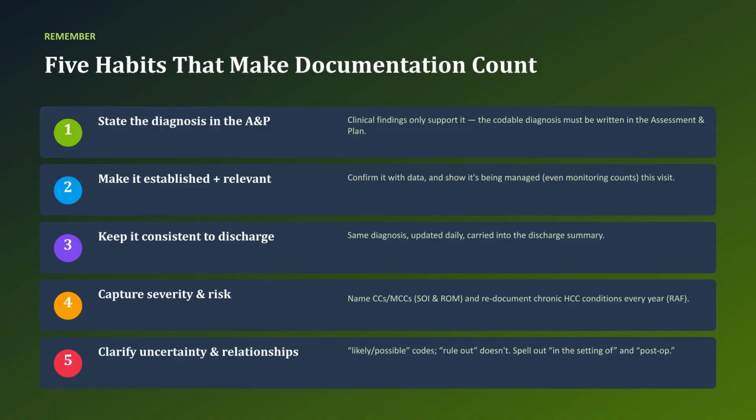Let's lock in these 5 habits for documentation that counts. 1. Always state the diagnosis in your assessment and plan. 2. Make it established and relevant by showing your management. 3. Keep it consistent until discharge. 4. Capture severity and risk by naming comorbidities. 5. Clarify uncertainty and relationships. Mastering these 5 habits ensures your record accurately reflects your patients.